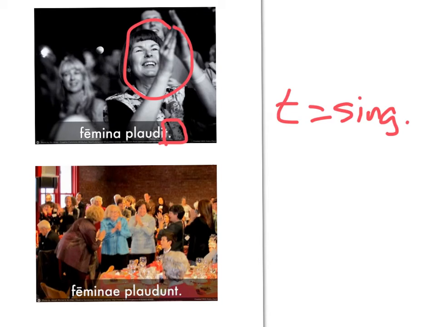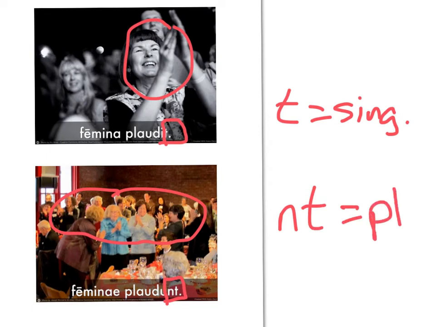In the following example, feminae plaudunt. Since there are lots of women clapping, we use the NT. NT equals plural. So when we ask what the number is on these verbs, we would say plaudit is a singular verb because it ends in T, and plaudunt is a plural verb because it ends in NT. Again, the term number refers to singular versus plural. The term number never actually has a number as the answer. Number always requires us to say singular or plural.